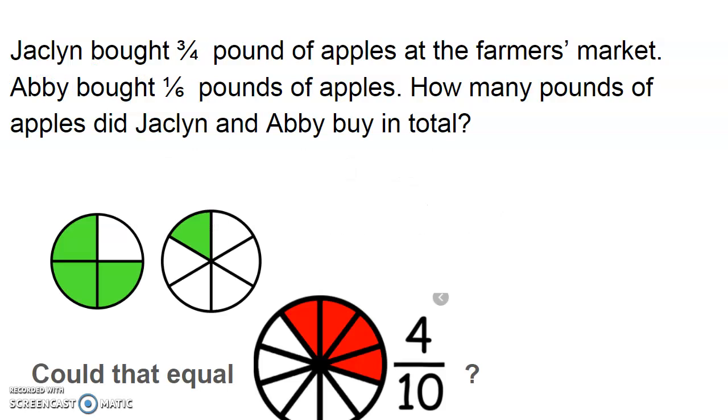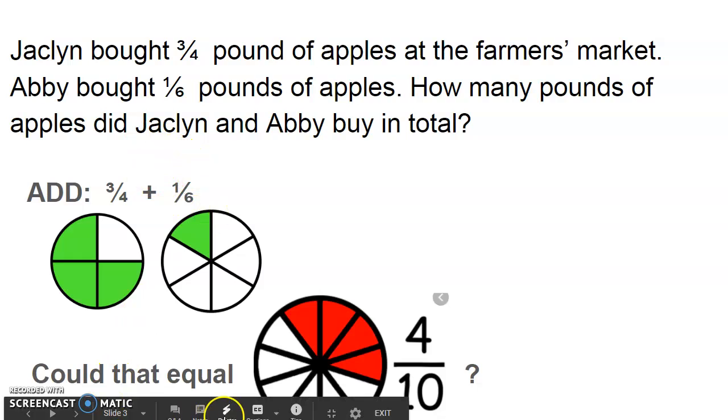Jacqueline bought 3/4 pounds of apples at the farmer's market. Abby bought 1/6 pounds of apples. How many pounds of apples did Jacqueline and Abby buy in total? To solve this problem, we would need to add 3/4 plus 1/6.